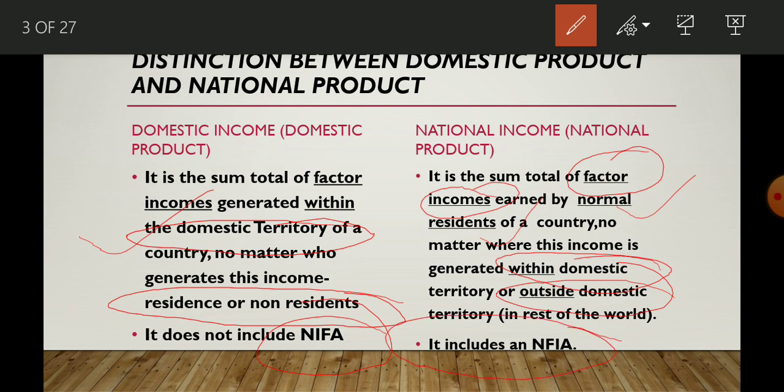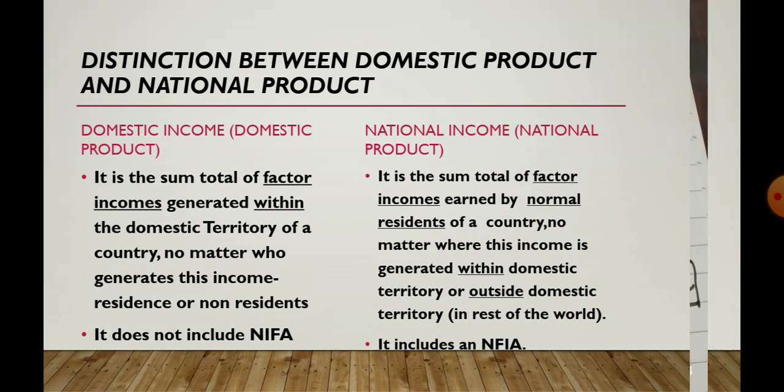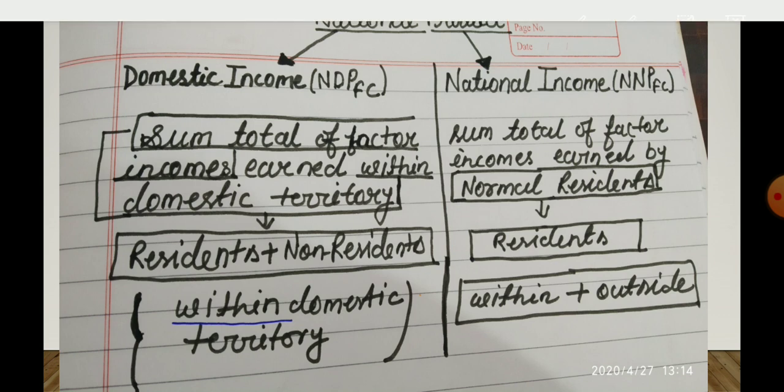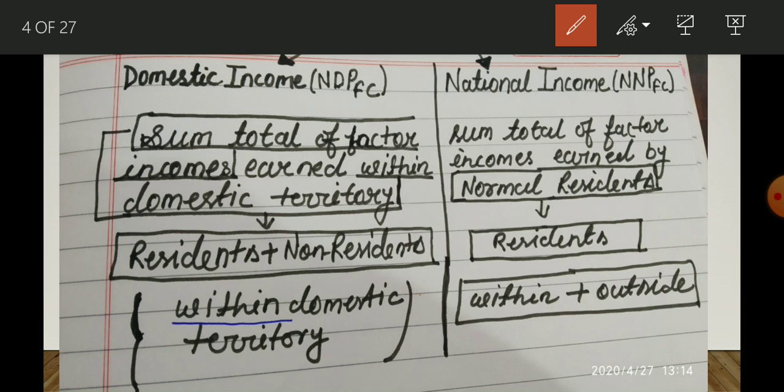Okay, let us understand it in a more proper way. Domestic income is the factor income that is earned within the domestic territory. Here we include the income that is earned by residents as well as non-residents, Indians and foreigners. We are only concerned about the domestic territory. I already explained domestic territory in your previous video.